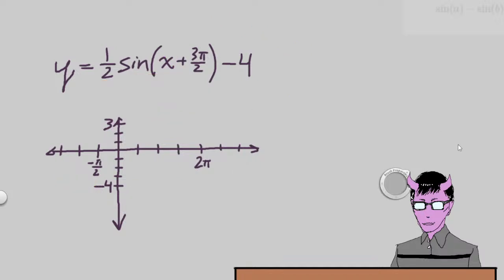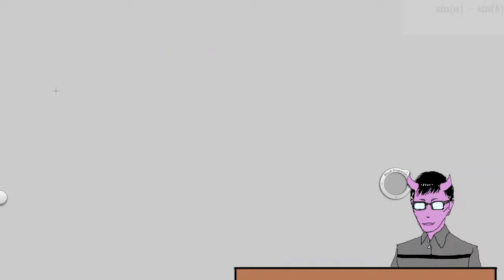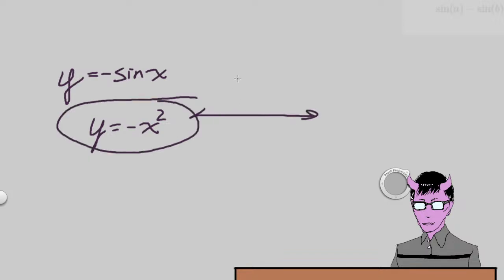And now let us talk about the reflections, because that was inevitable. So suppose we have y is equal to negative sine of x. This one should feel familiar because the rules are pretty much exactly the same. If you have y is equal to negative x squared, that's just going to be a reflection of your parabola graph downwards. Rather than your graph going upwards, all the y values are flipped, so it's downwards like this.